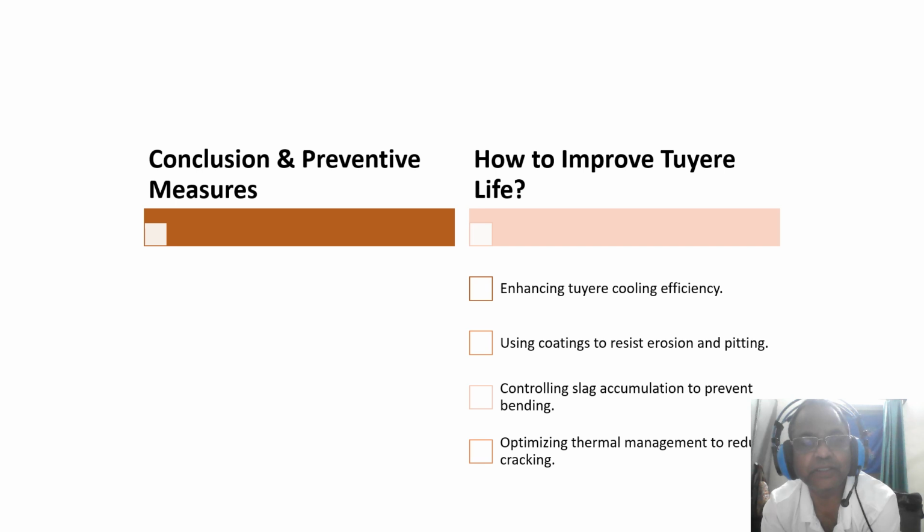Now, in summary, we can say that tuyere failure occurs due to erosion, pitting, cracking and bending. All four phenomena we have discussed. To improve tuyere life, there are so many areas to improve, and a few of them I have just sorted out to sensitize operators: cooling efficiency, protective coating, slag control, and thermal stress management. Addressing these issues can significantly enhance durability in blast furnaces, as all operators know.